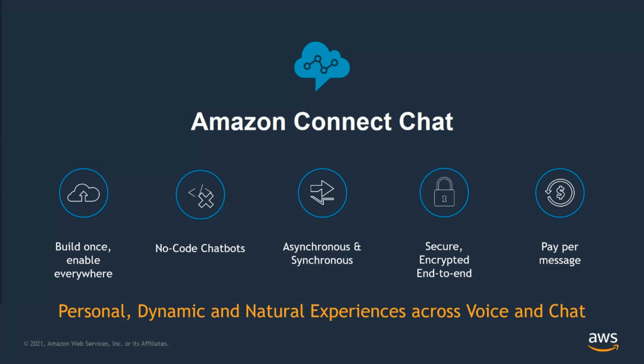Job zero at AWS is security, and Amazon Connect is no exception. Amazon Connect complies with FedRAMP Moderate in our US regions, is PCI DSS compliant, HIPAA eligible, and participates in other programs as well. For our chat channel, this means that we make sure that all of our conversations are encrypted end-to-end. And just like the voice channel, Amazon Connect Chat is pay-as-you-go with a per-message pricing model.